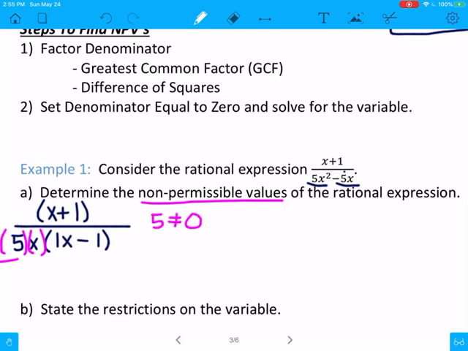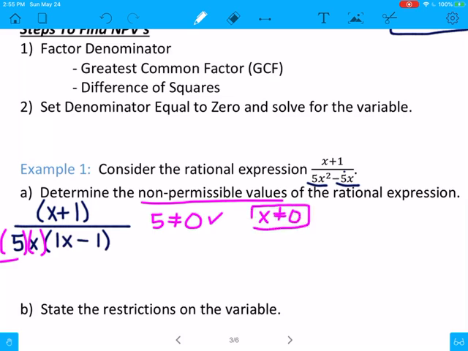Well, that's true. So that doesn't give me an NPV because 5 is a number, not a variable. So that's not a problem. The 5 will never be a 0. So that's good. Then I take my next bracket, which is x. X cannot equal 0. I'm done.